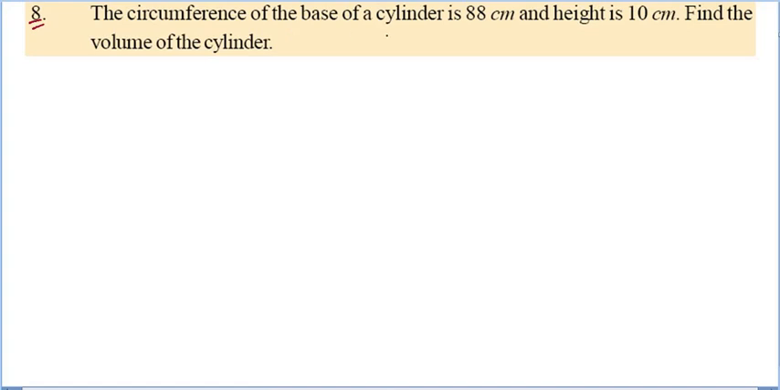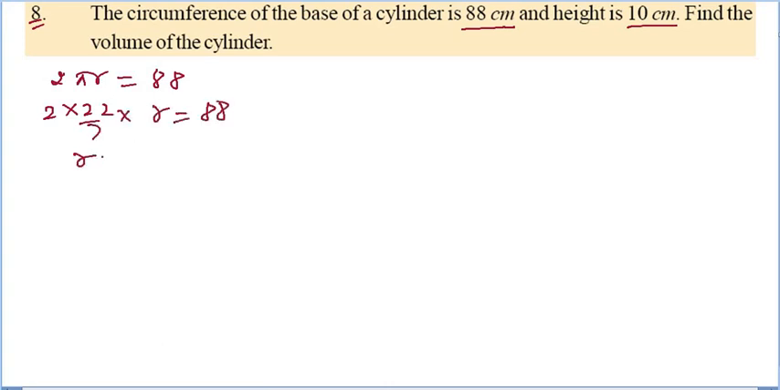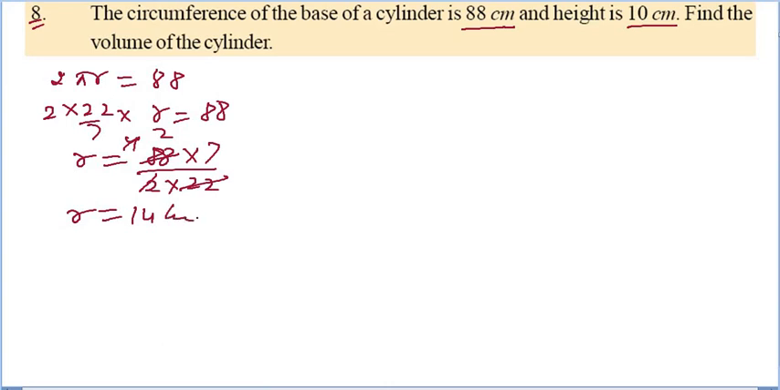The circumference of the base of the cylinder is 88 centimeter and height is 10 centimeter. Find the volume. तो सबसे पहले circumference is 2 pi r. Circumference is given as 88, so we can find the radius. 22 upon 7 pi. R is equal to 88, so R will be equal to 88 into 7 divided by 2 into 22. So 22 4 ja and 2 2 ja, so R will be equal to 2 7 ja 14 centimeter.